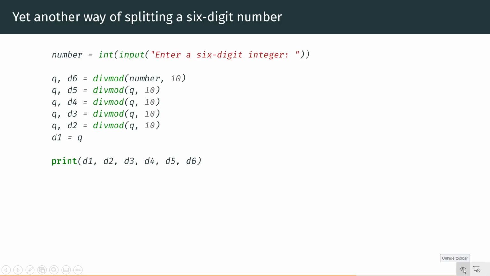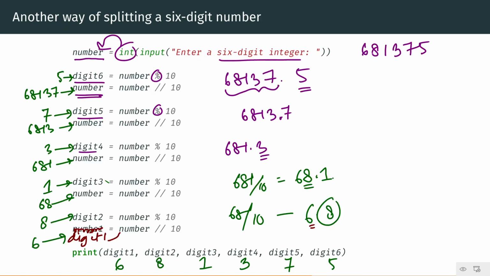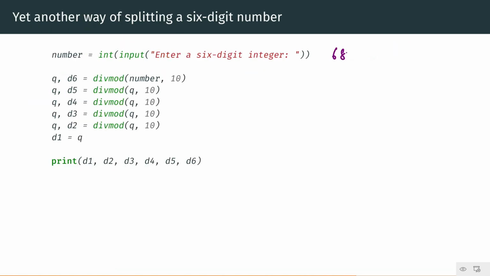Now, just as before, you can do the same thing that you did using divmod, right? So using divmod, again, it's a neater way of dealing with things. Let's say the number is whatever the last number was, 681375, right? That's the value that you have in the variable number. Now, when you divmod this number by 10, you get a quotient and remainder, right? So you get a quotient Q, which is 68137, and you get a remainder R, which is 5.